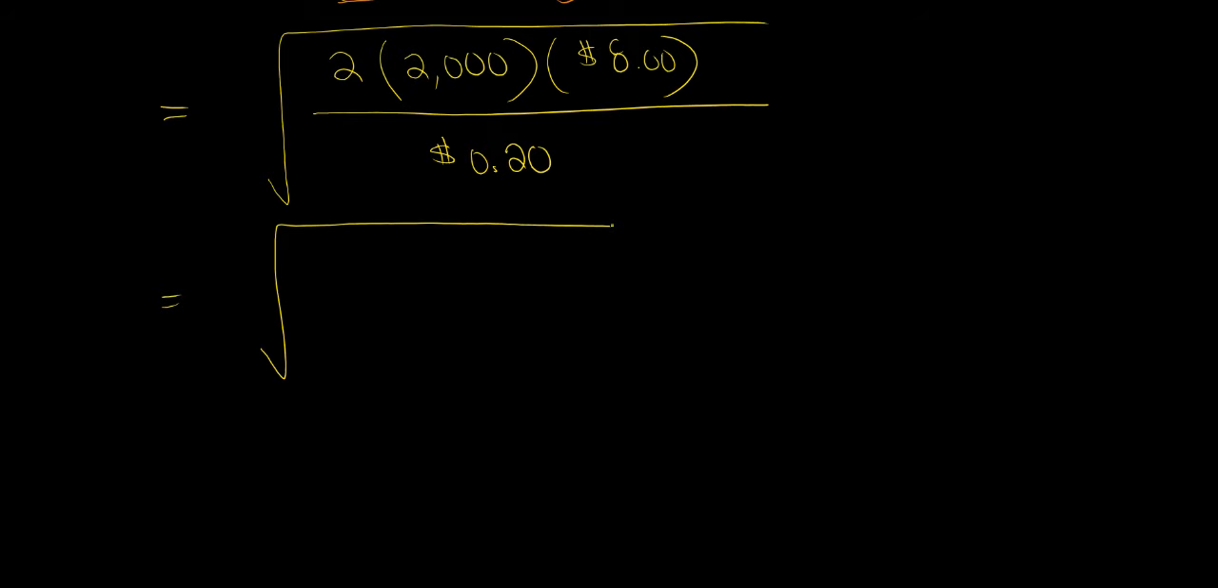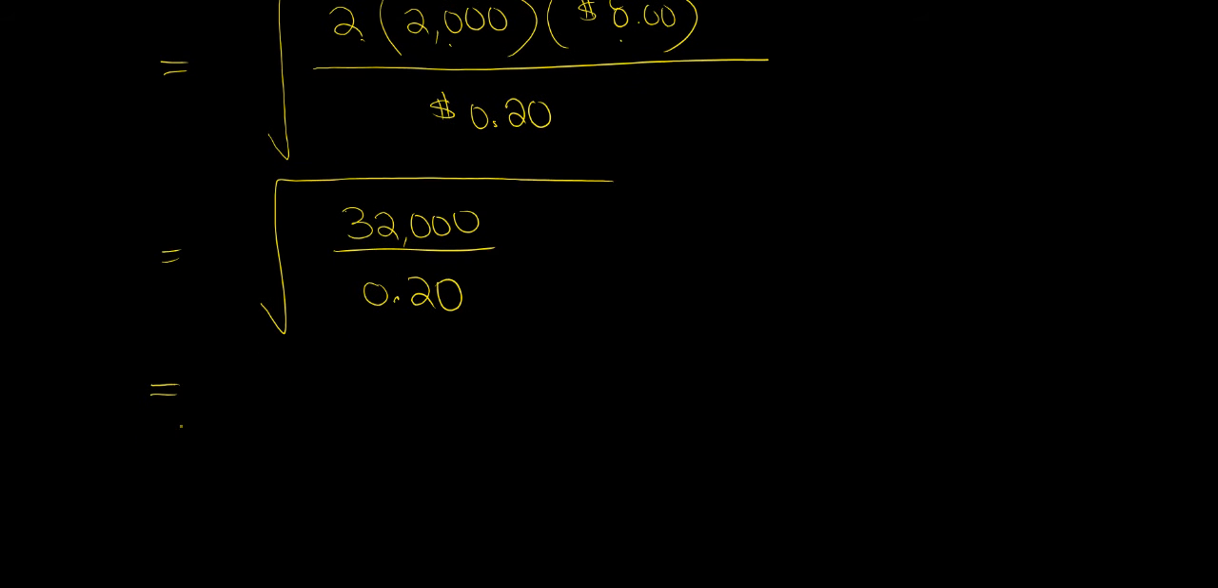Actually, if I multiply that out, 2 times 2,000 times 8 gives me 32,000, and then divide that by the 20 cents. So if you take the 32,000, divide that by the 20 cents, and then hit the square root button on your computer or on your calculator, that will come out to 400 units.